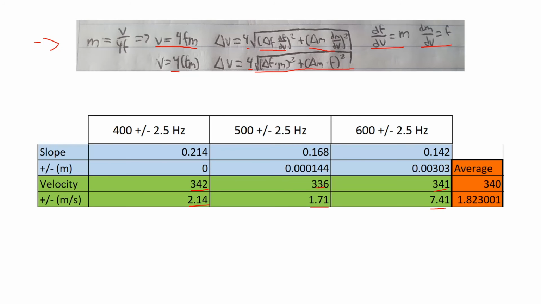This is how we got these 3 uncertainties. They differ as both the slope and the frequency of each were different. Then we take their average. Right here it was 340 meters per second, and its uncertainty was calculated using the formula for uncertainty of the average, which is the standard deviation between these 3 values divided by the square root of the number of values, in this case 3.